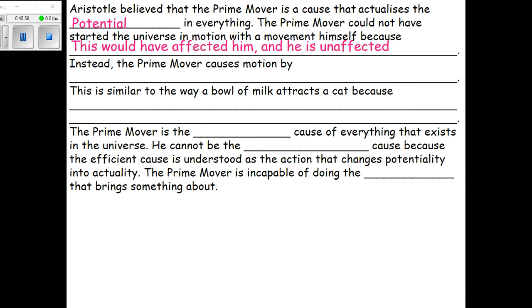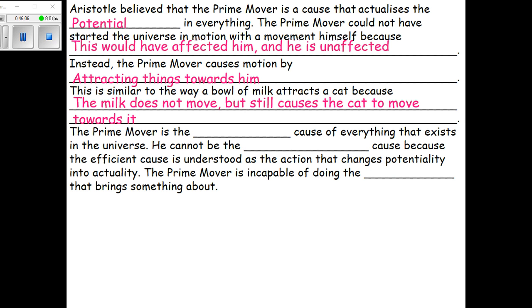So instead, the prime mover causes motion by attracting things towards him. This is similar to the way a bowl of milk attracts a cat, because the milk does not move but still causes the cat to move towards it. The prime mover is the final cause of everything that exists in the universe. He cannot be the efficient cause, because the efficient cause is understood as the action that changes potentiality into actuality. The prime mover is incapable of doing the activity that brings something about.